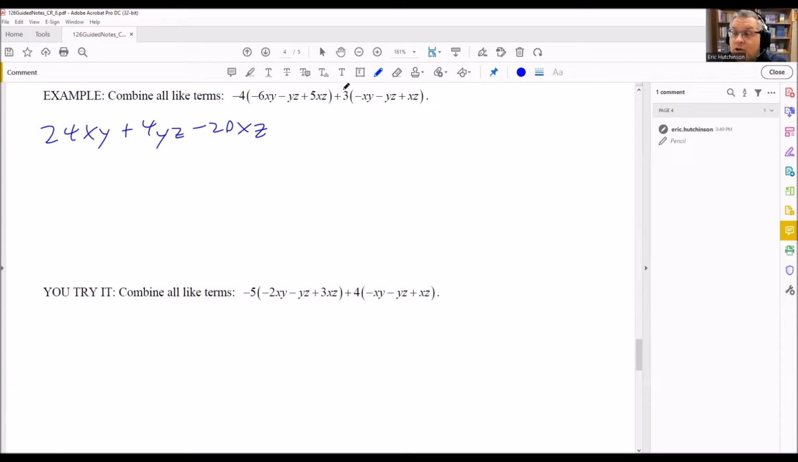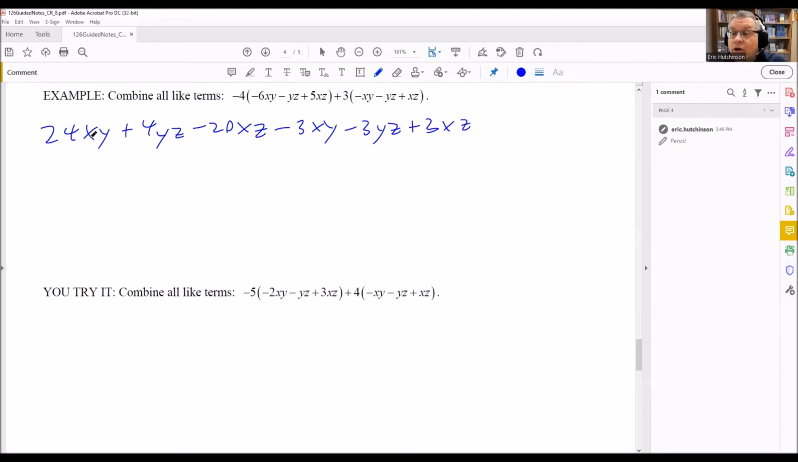Now for the other one, we're going to multiply everything in the parentheses by 3. 3 times -xy is -3 xy. 3 times -yz is -3 yz. And 3 times xz is just going to be +3 xz. Now we want to look for like terms.